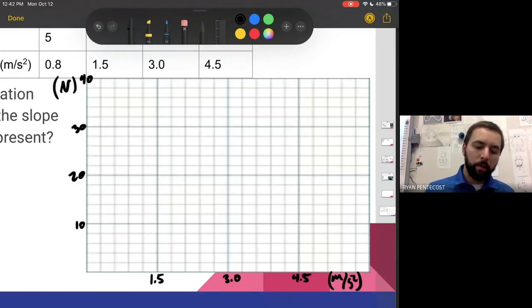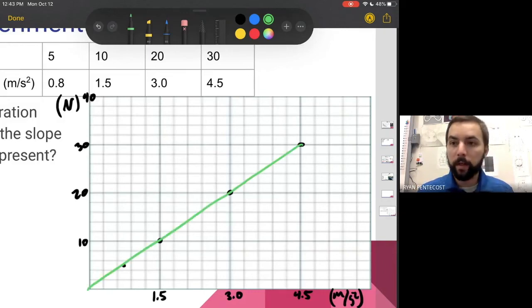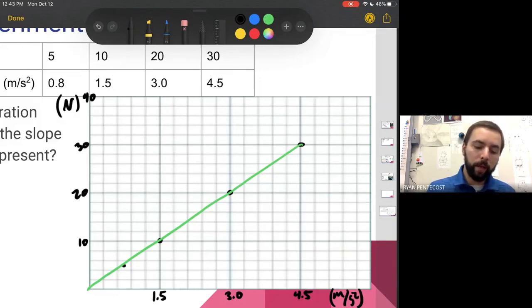Now, let's graph it. At 0.8, so about halfway to 1.5, we also have almost halfway to 10, so let's put that dot right there, about halfway in the middle. At 1.5 meters per second squared, our force is 10. At 3 meters per second squared, our force is 20. And at 4.5 meters per second squared, our force is 30. Now, if we draw this line, we can see that that is a linear graph, right? And we can actually look at that and analyze it.